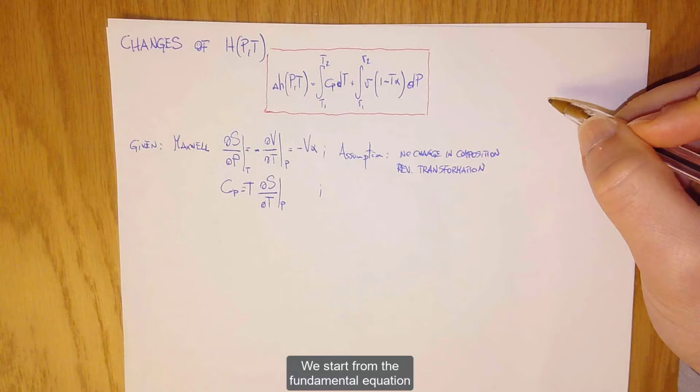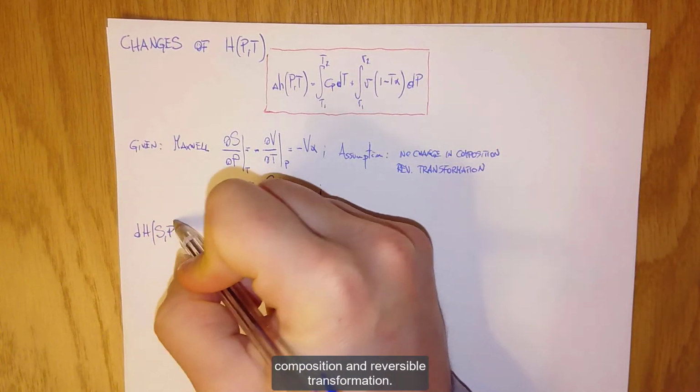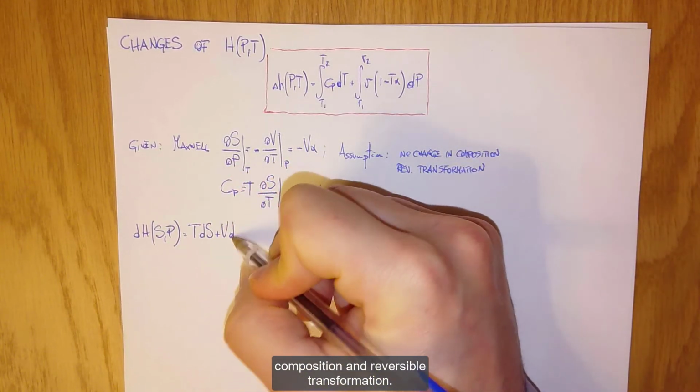We start from the fundamental equation of thermodynamics for enthalpy, in case of no change of composition and reversible transformation. Enthalpy is here a function of entropy and pressure. Therefore, we need to express entropy as a function of pressure and temperature.